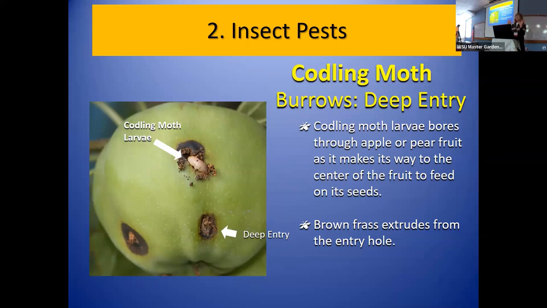So I should say codling moth will target apples and pears, and they are heading to the center of the apple, where they are primarily going to feed on seeds. This is called a deep entry, and as you can see, if you ever see an apple with these areas of frass sticking out, you know who is in there: codling moth.